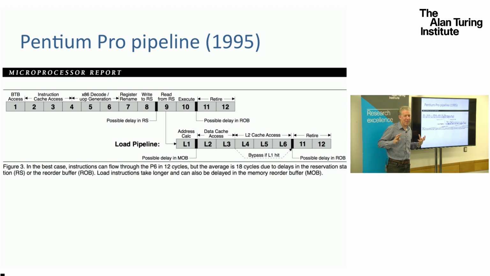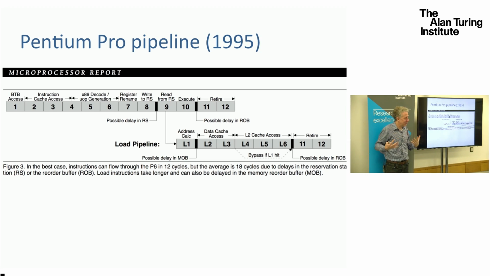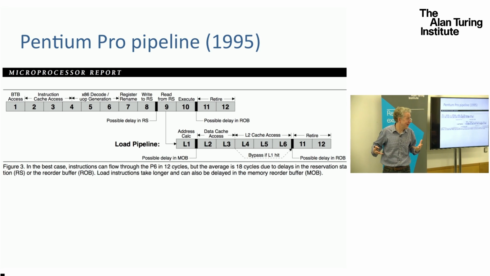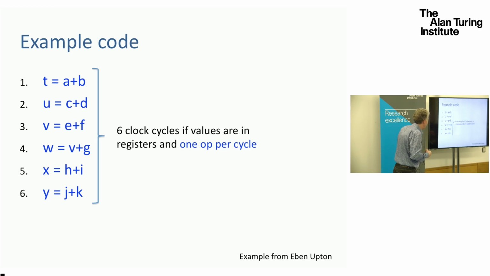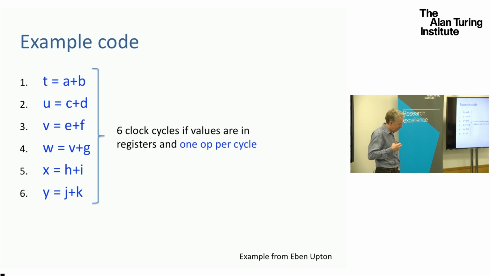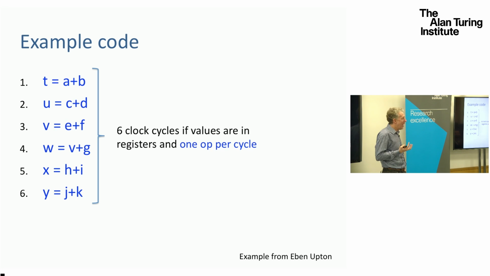Okay, so that's a little bit about computer architecture to set the scene here. You're good with that so far? Okay. So I'm going to use an example which comes from Ibn Upton, which basically shows why modern CPUs need to do speculative execution.